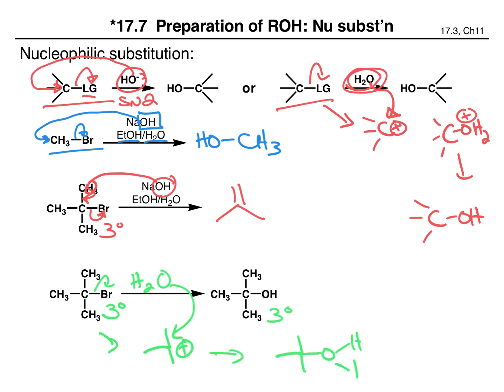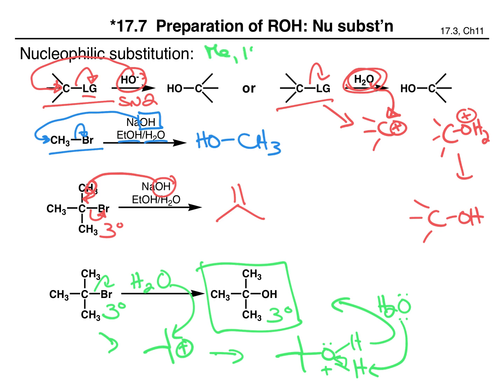All right, so just as I mentioned up above. And then another molecule of water can act as a base, grab off one of these protons, put these electrons back here, giving us an alcohol. So alcohols can be prepared by nucleophilic substitution on methyl or primary alkyl halides or alkyl tosylates using hydroxide, or on secondary or tertiary alkyl halides or alkyl tosylates using water.